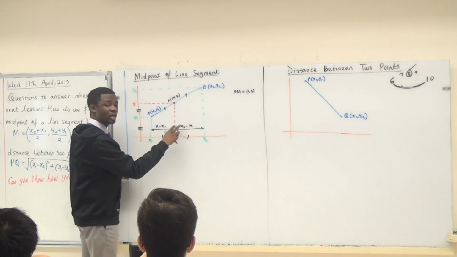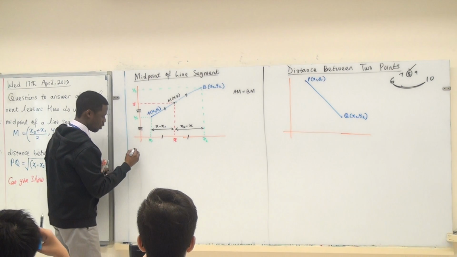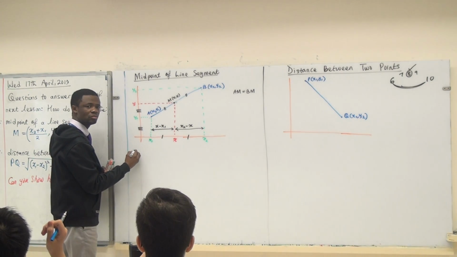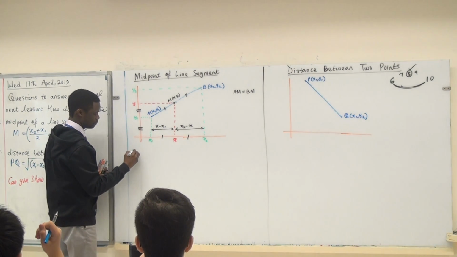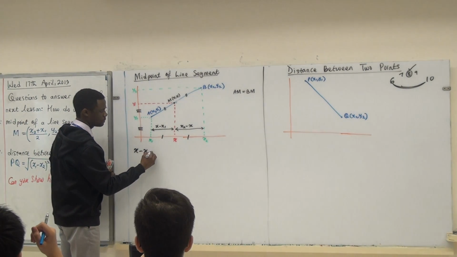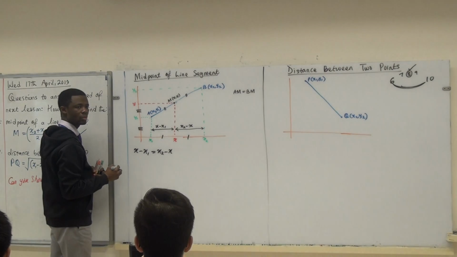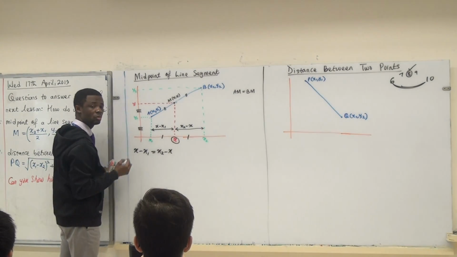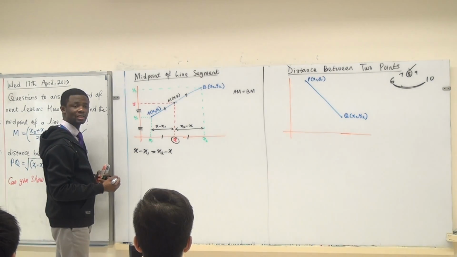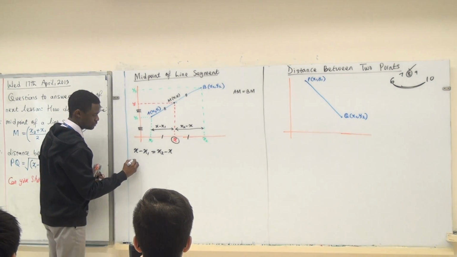They're equal. So if they are equal, can we bring an equation? Yes. What is that? X minus x1 equals x2 minus x. Remember, this is the unknown we're looking for. So let's solve for x. How do we solve for x?